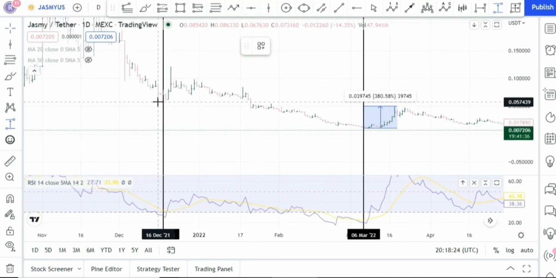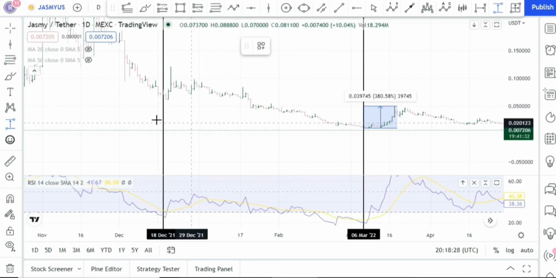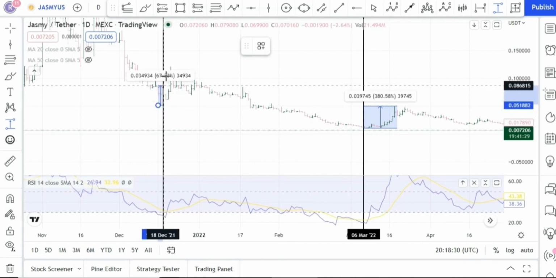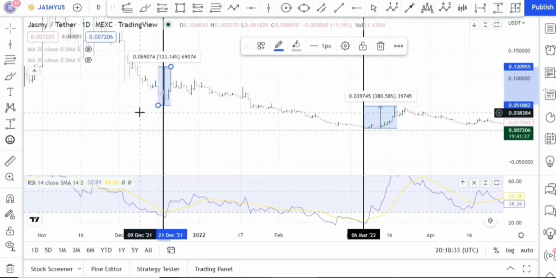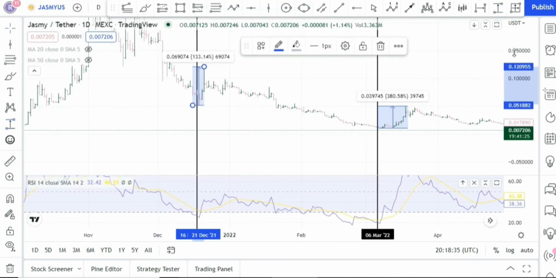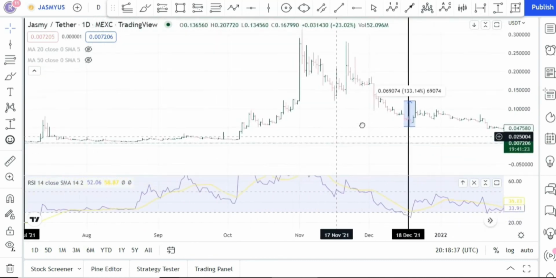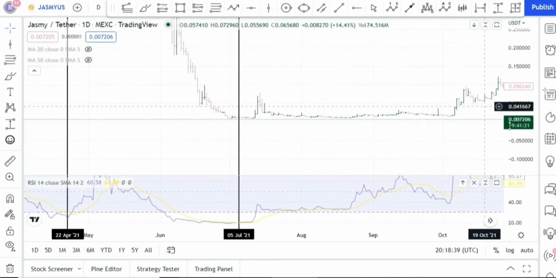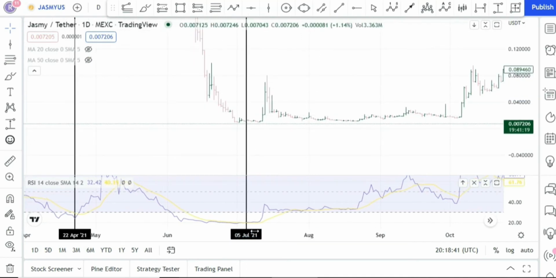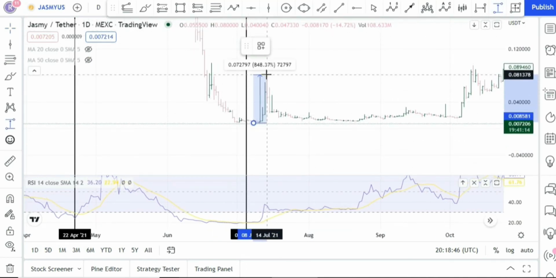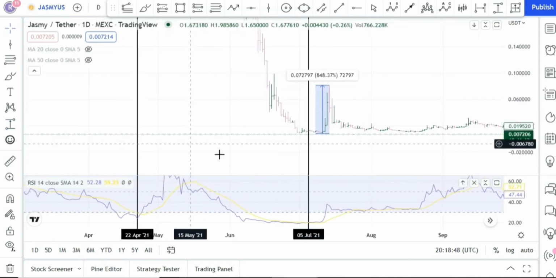Another time we were oversold on a daily time frame on the Jasmy price chart was back here, 18 December 2021, and from there we had a 133% pump to the upside. Yeah, that's really good. And then the other time it happened right here was 5 July 2021. Let's see how big of a pump we got there. 807% pump. That's really nice.